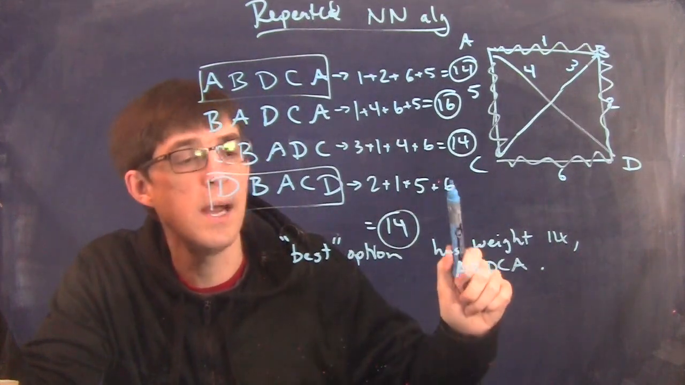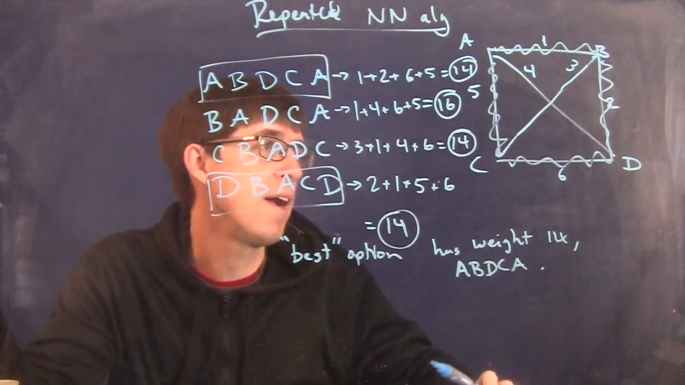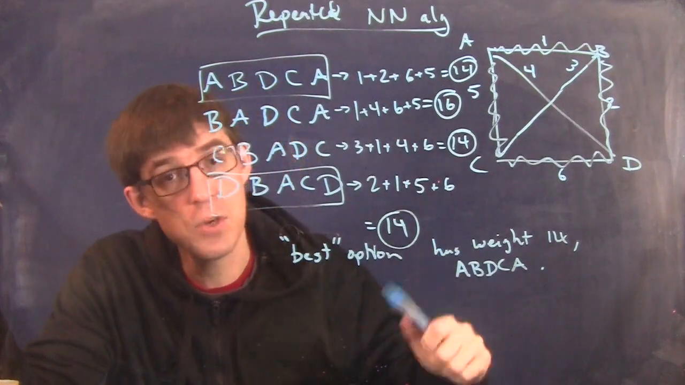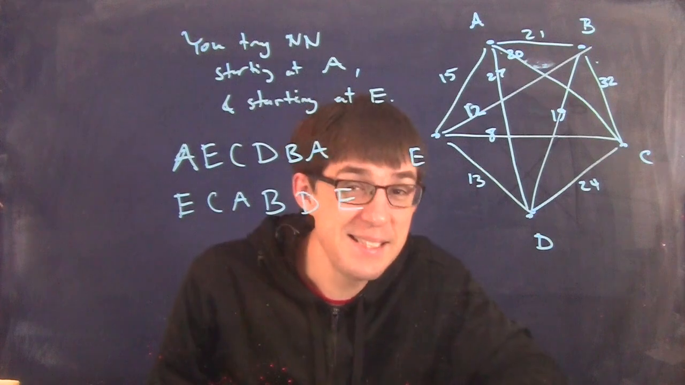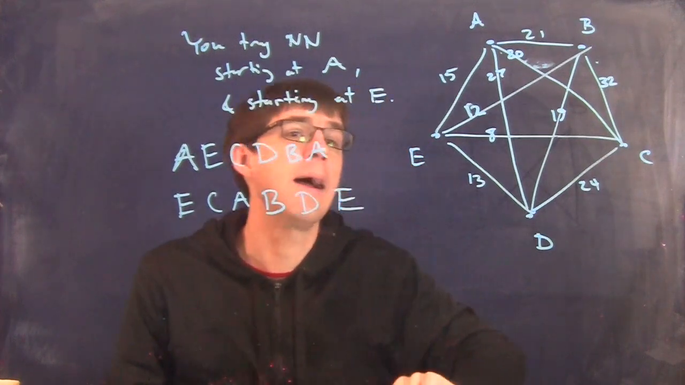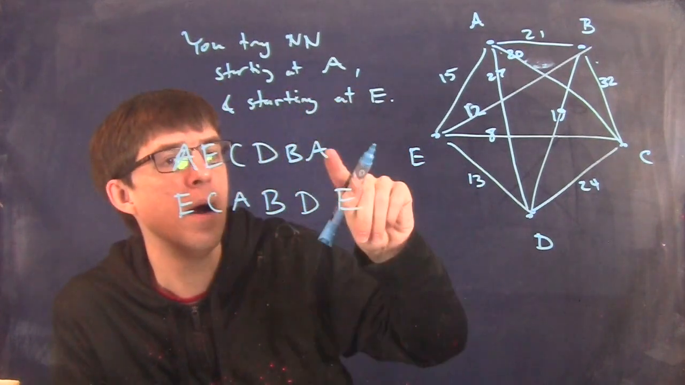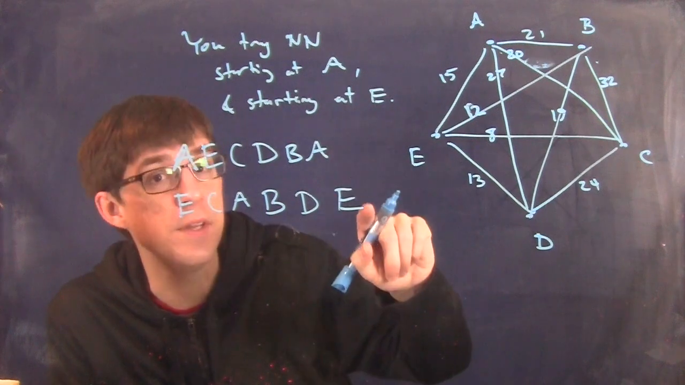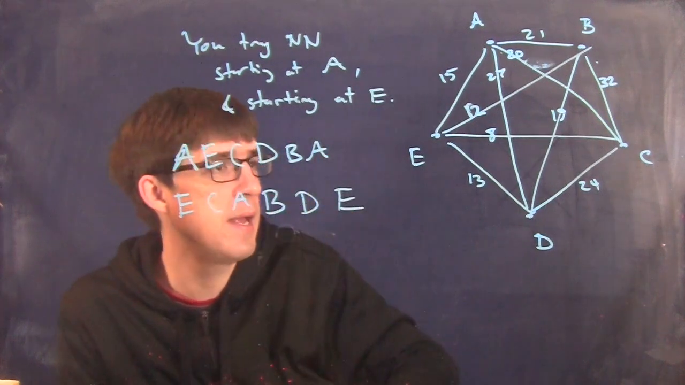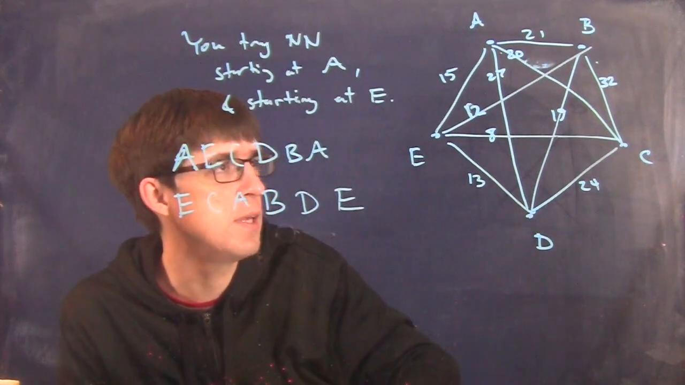Let's see how it works out in that case with the 5 points. It's not much harder than this. Repetitive nearest neighbor algorithm. Remember this example? We already did 2 of these, right? We already did the one starting from A. We also did the one starting from E.